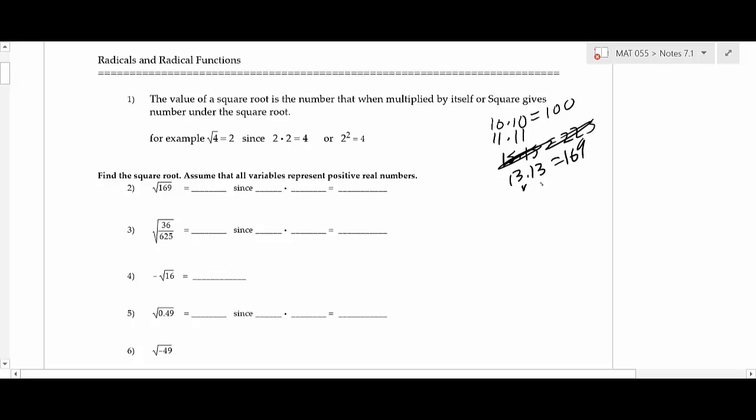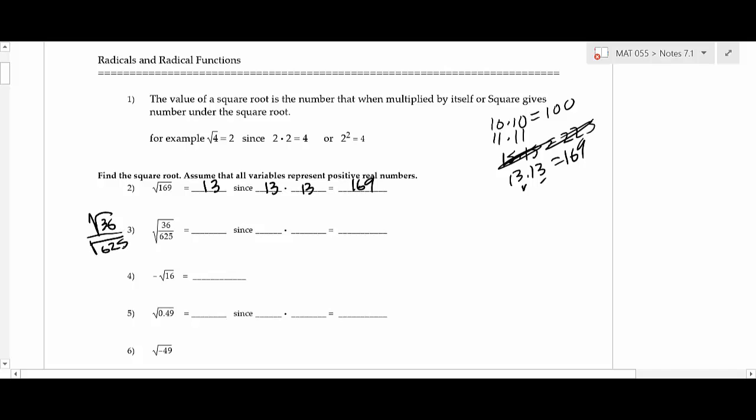Well, I know the last digit's 3 because 3 times 3 is 9. So that answer is 13, but the reason is because 13 times 13 is 169. Okay, you can check the answer to a square root always, okay? If you have this, and we've seen this before, if you have a square root of a fraction, all you got to do is just do the square root of the top and bottom.